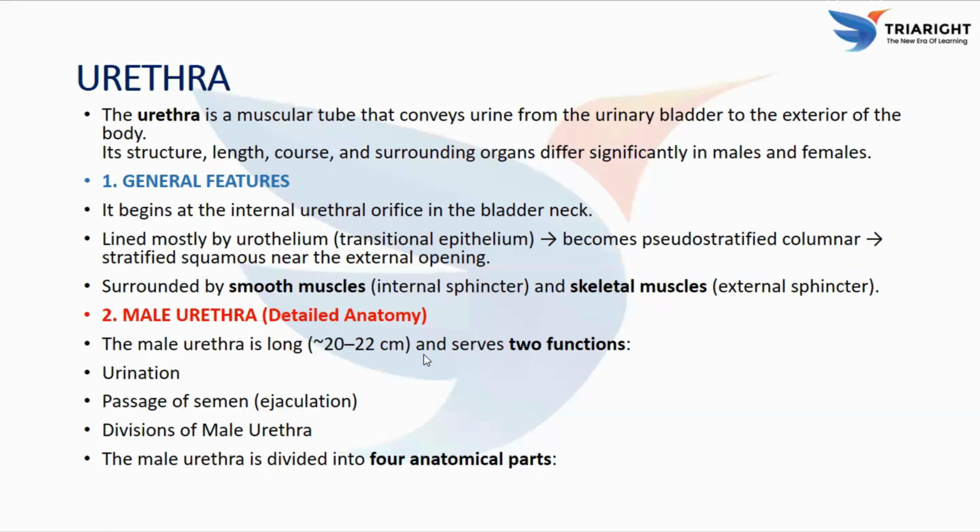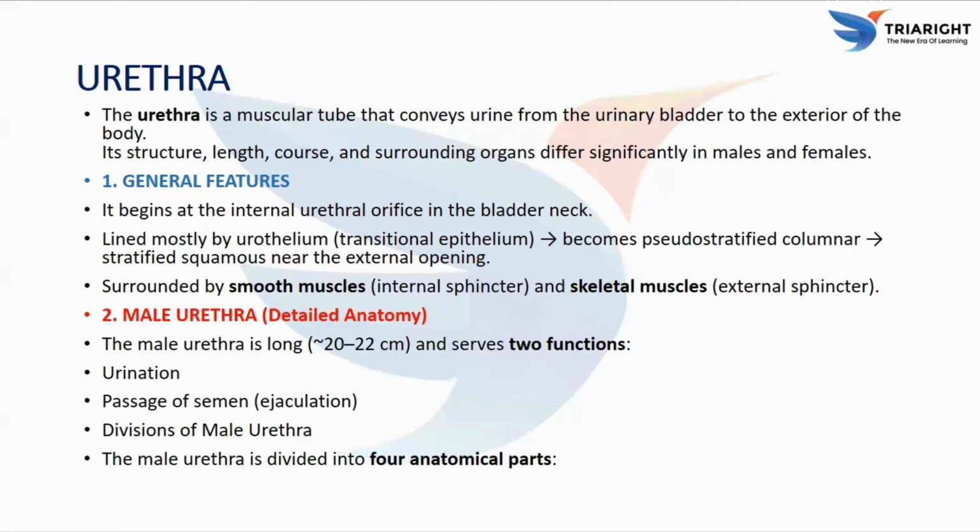So what is the detailed anatomy of the male urethra? We will be discussing the separate anatomy of the male urethra as well as the female urethra, because the urethra differs in males and females. Okay, so coming to the male urethra, it is approximately 20 to 22 centimeters, which is much longer than the female urethra, which is only about 3 to 5 centimeters.